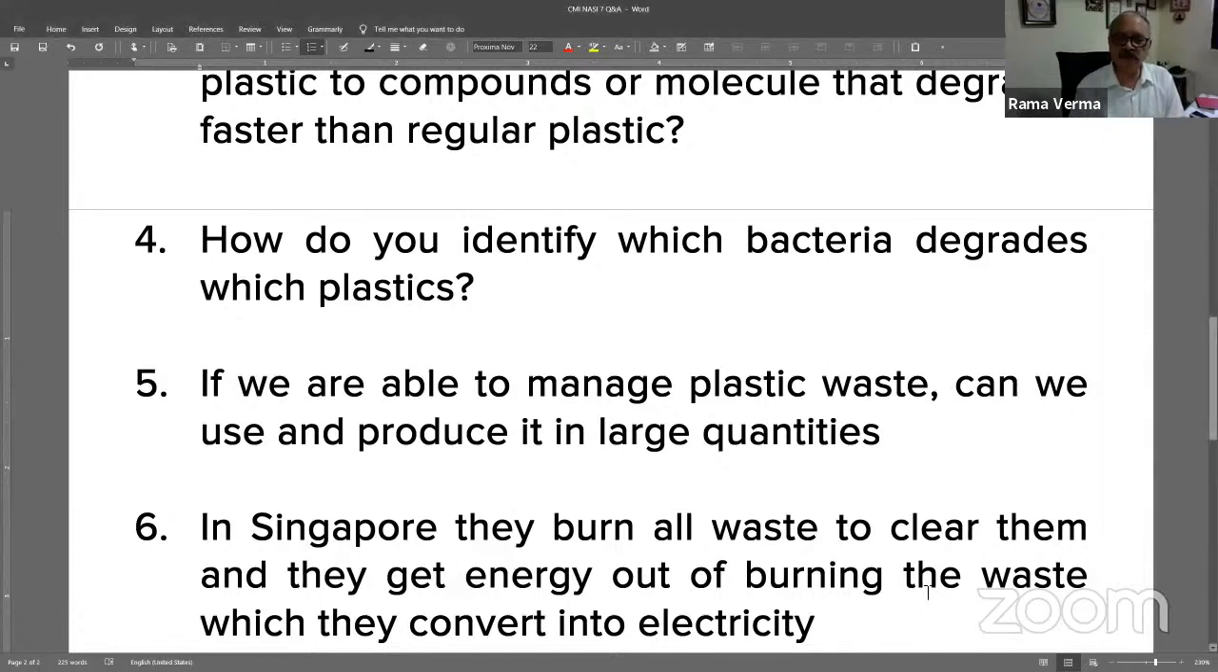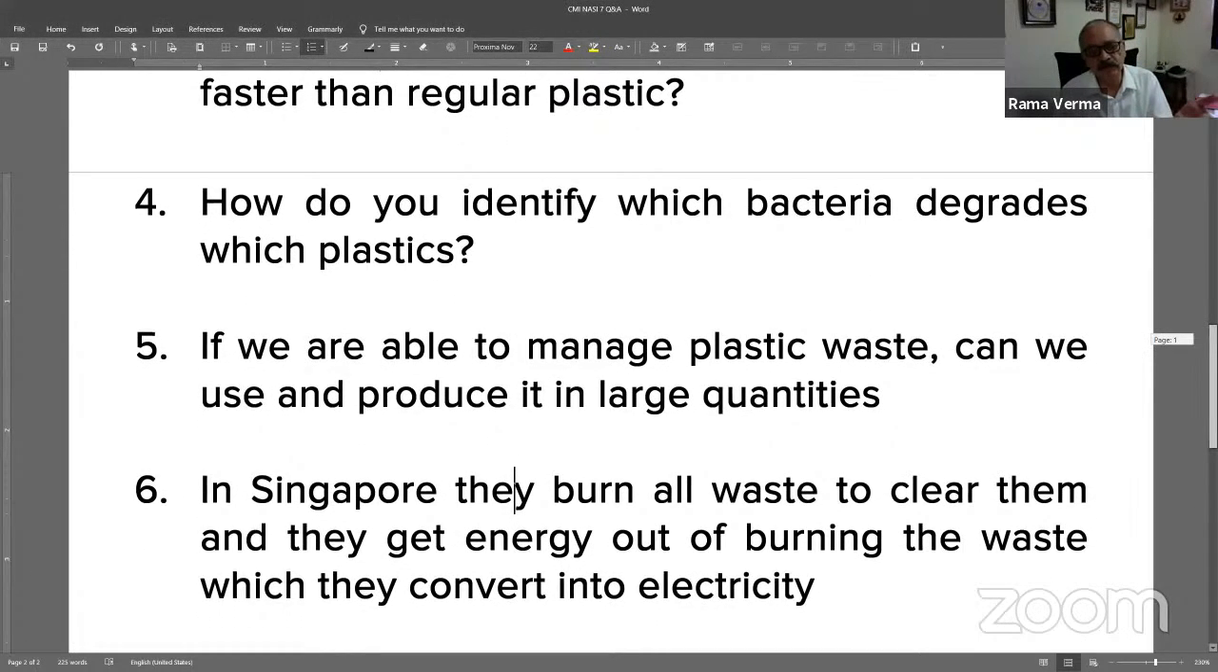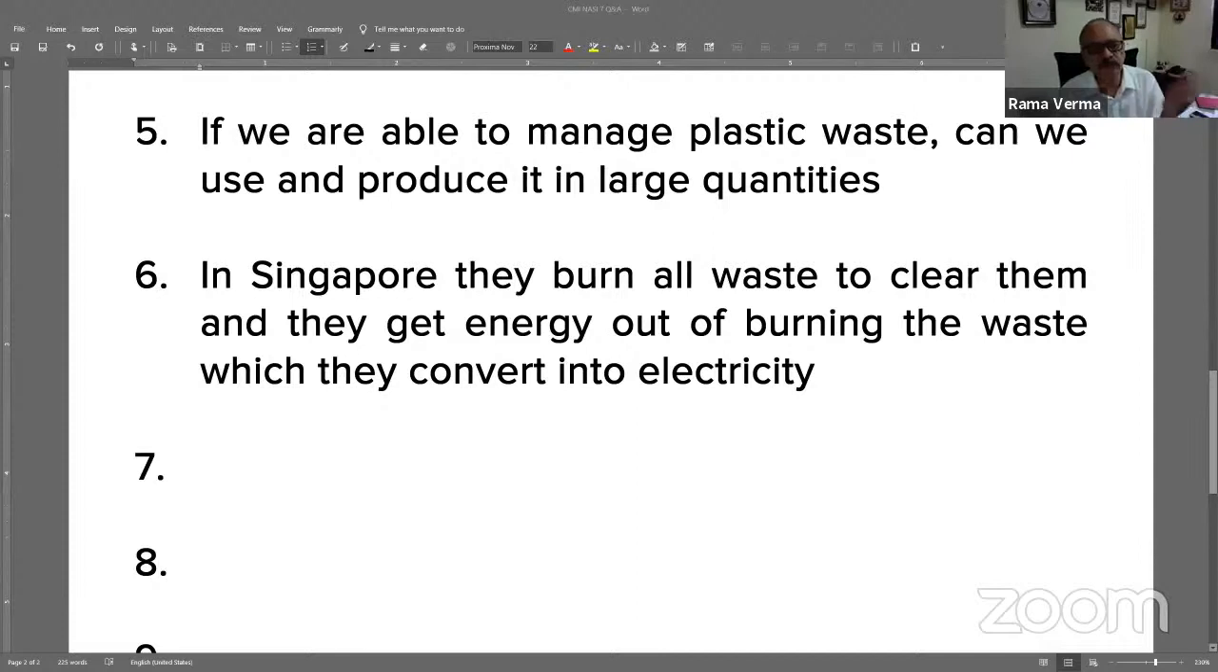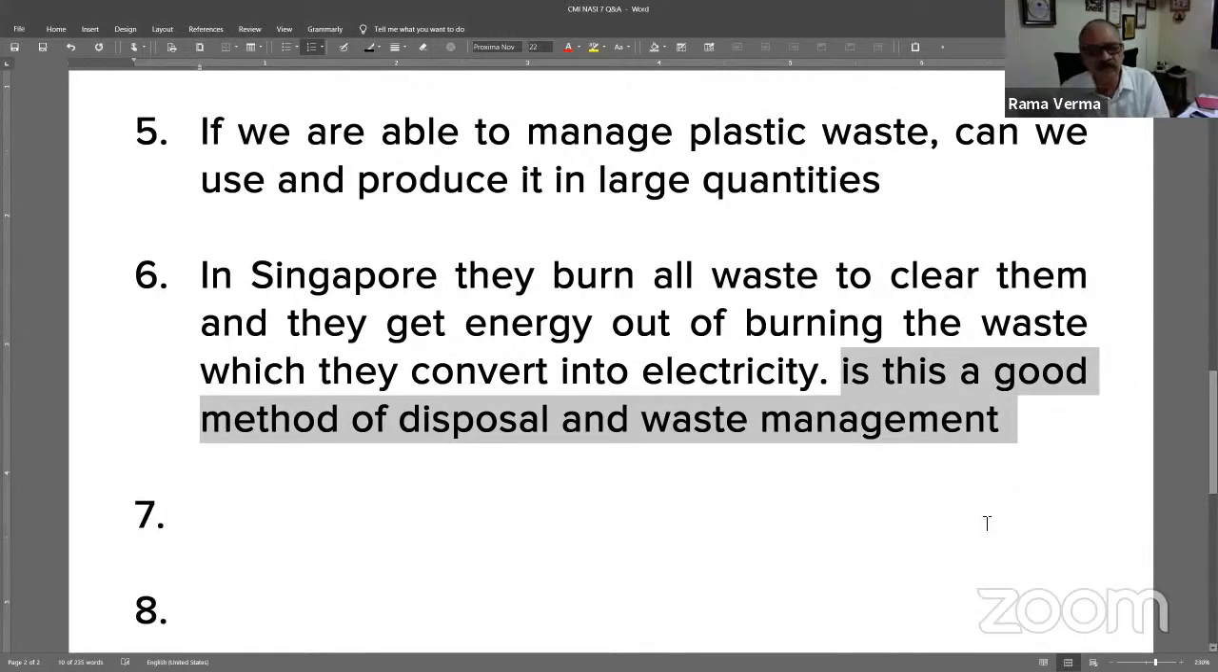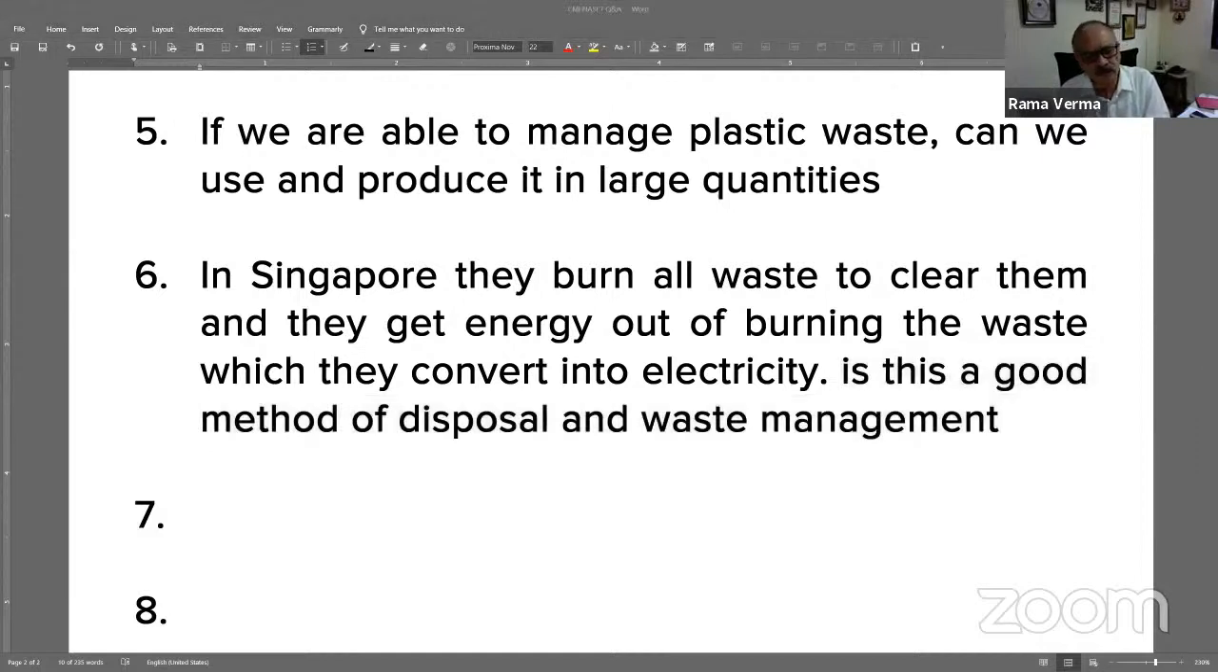In Singapore, they burn all the waste. I was telling you, in the Northeast also, they burn and convert. So definitely, bioresources and energy resources are among the things we have to develop in our country. Also, Singapore is a very small country, you know, so the plastic waste is not that large compared to India, Brazil, Argentina, or America. And a lot of tons of bioplastic are being disposed of. So definitely you need to develop the kind of industry where we can burn this plastic and convert it into electricity. It's a good method for waste management. Yes.